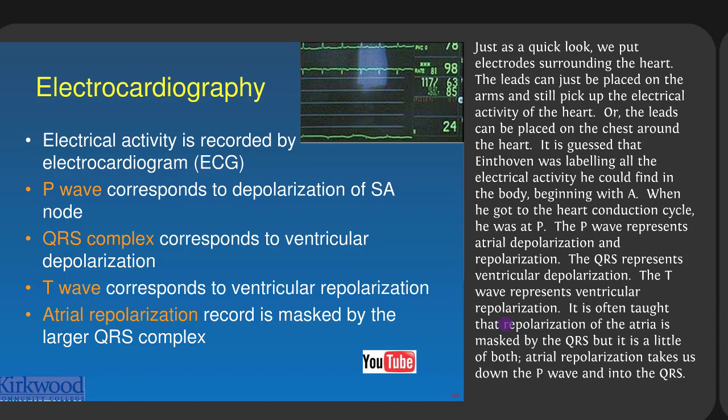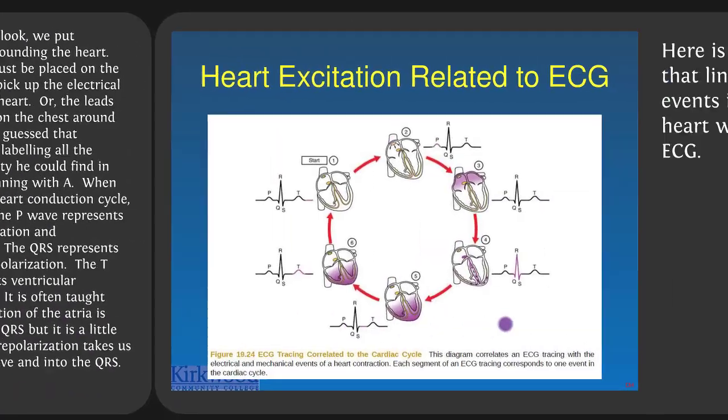It's guessed that Einthoven, the guy that invented the EKG, was labeling all the electrical activity he could find in the body, and he began with A. When he got to the heart conduction cycle, he was at P, so he started with the P wave, which represents atrial depolarization and repolarization. The QRS represents ventricular depolarization, and the T wave represents ventricular repolarization. It's often taught that repolarization of the atria is masked by the QRS, but it's a little of both. Atrial repolarization takes place down the P wave as well as behind the QRS.